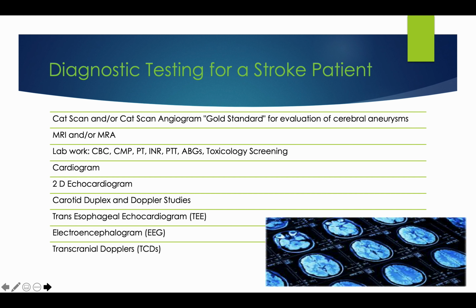You're assessing the duplex carotid and duplex studies, assessing their carotid arteries for bruit or any narrowing. You're assessing a transesophageal echocardiogram, or TEE, to assess if the patient has a clot or a patent foramen ovale, or PFO, or atrial septal defects. You assess an electroencephalogram, which is an EEG, assessing for any seizures, which sometimes could also be a mimic of stroke symptoms, seizure activity.